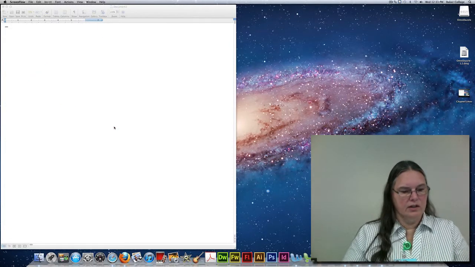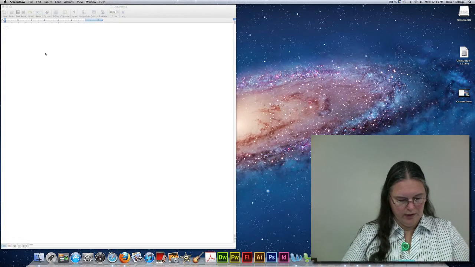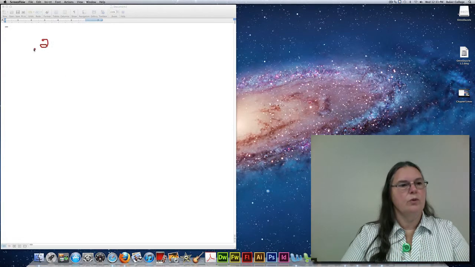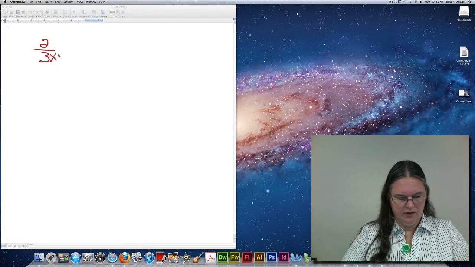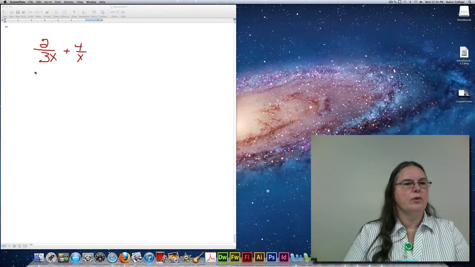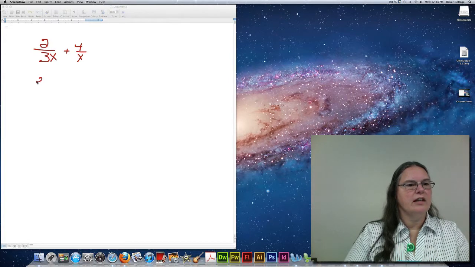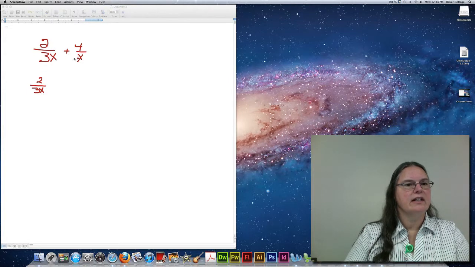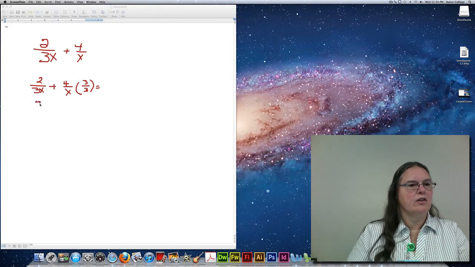Moving forward to the next example, we're going to look at 2 over 3x added to 4 over x. Well, in fractions we learned that we have to have common denominators. I can leave this one the same because my common denominator here is the 3x. I've got to get a 3 on this side somehow. So what I'll do is I will take this fraction and multiply it by 3 so that I have the same denominators.